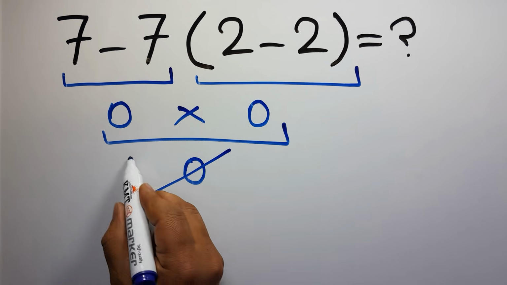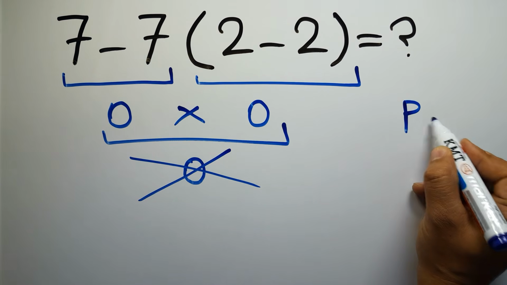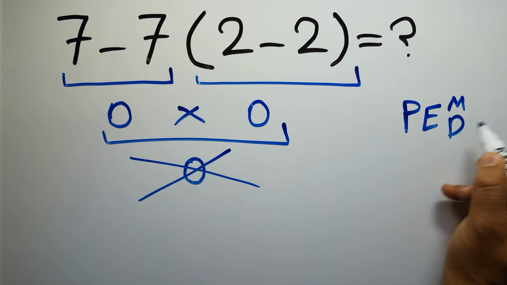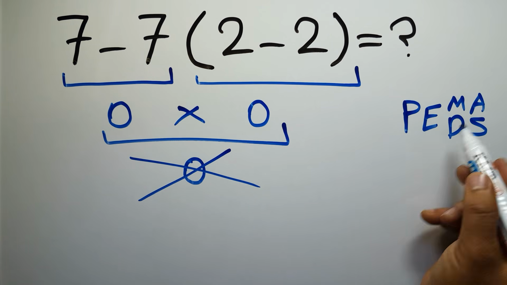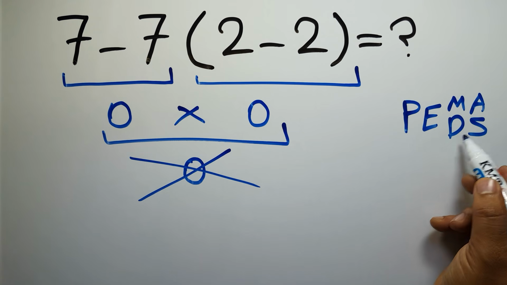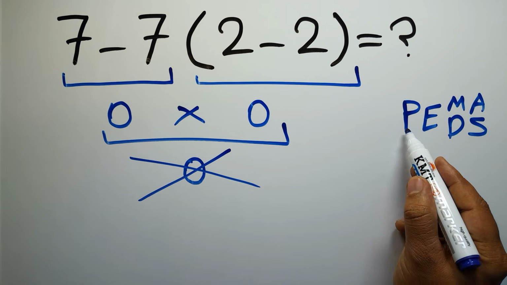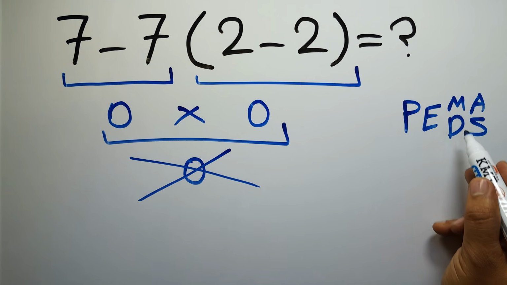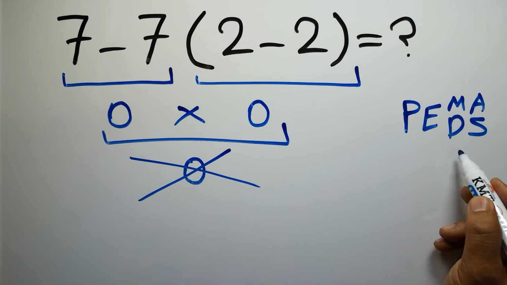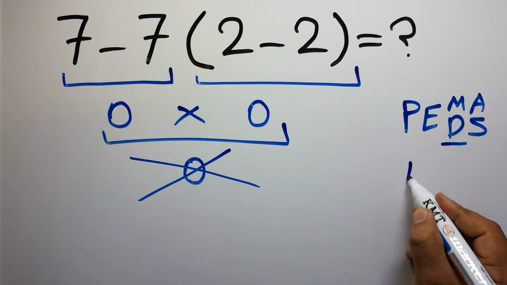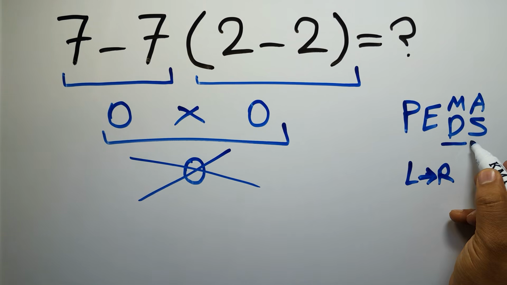But this answer is not correct because according to the order of operations, which is PEMDAS, P stands for parentheses, E stands for exponents, M and D stand for multiplication and division, and A and S stand for addition and subtraction. According to PEMDAS, first we have to do parentheses, then exponents, then multiplication or division, and finally addition or subtraction. Remember that multiplication and division have equal priority and we have to work from left to right. And the same applies to addition and subtraction.